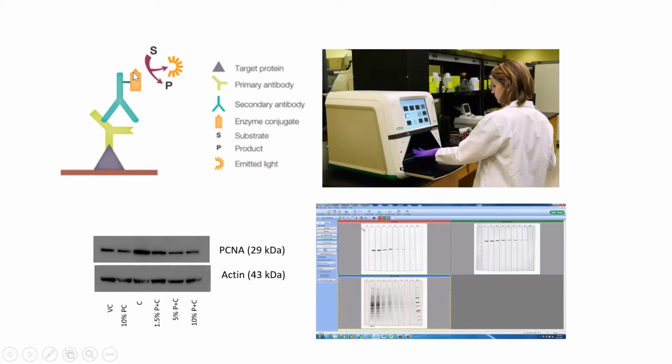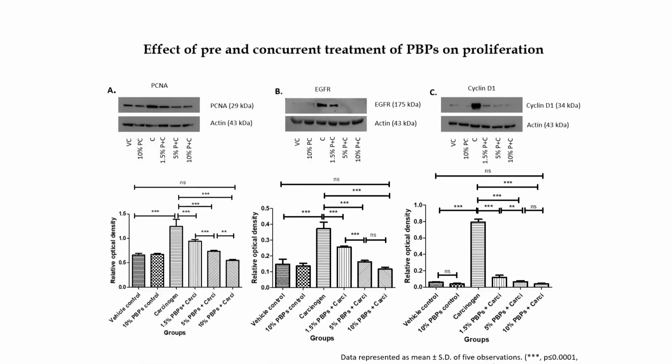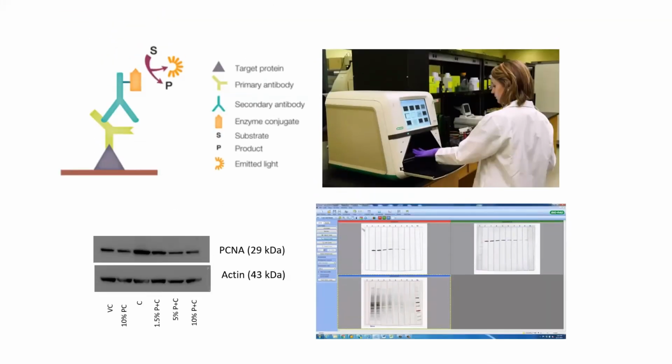Now, in the case of IHC, that enzyme used to convert substrate to a colored product, which is brown in color. But in this case, the enzyme converts substrate to a product, and this reaction emits light. This light intensity is directly proportional to how much antigen is present in your cell. So the more the light emission, the more the compound is present in your cell. This light emission is then captured by this machine, which is called a chemiluminescence imager.